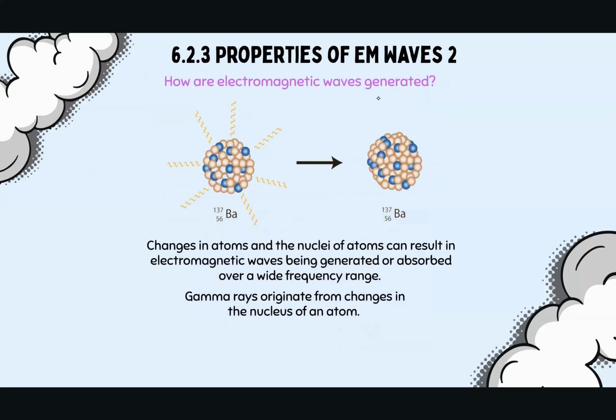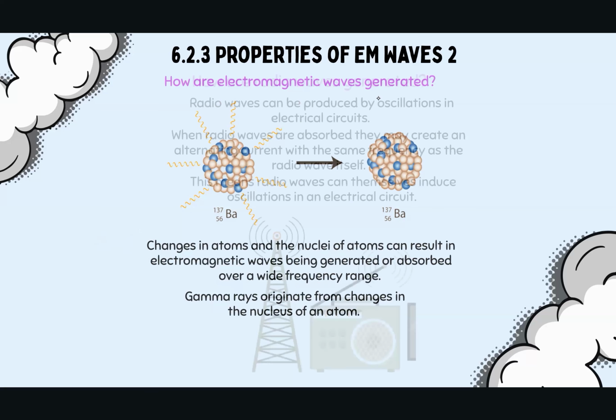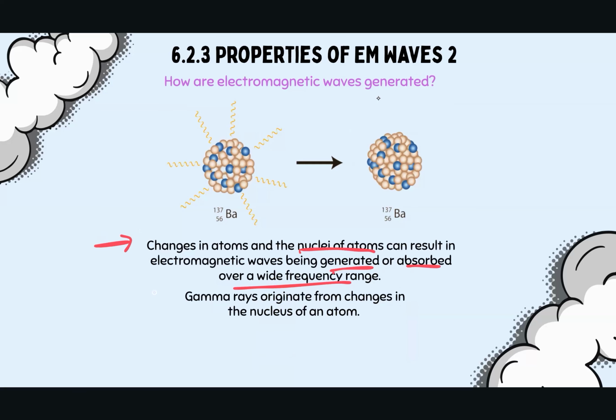So, how are electromagnetic waves actually generated? Changes in atoms and the nuclei of atoms can result in electromagnetic waves being generated or absorbed over a wide frequency range. Gamma rays originate from changes in the nucleus of the atom. Now, what happens is this. Let's start with gamma radiation first.